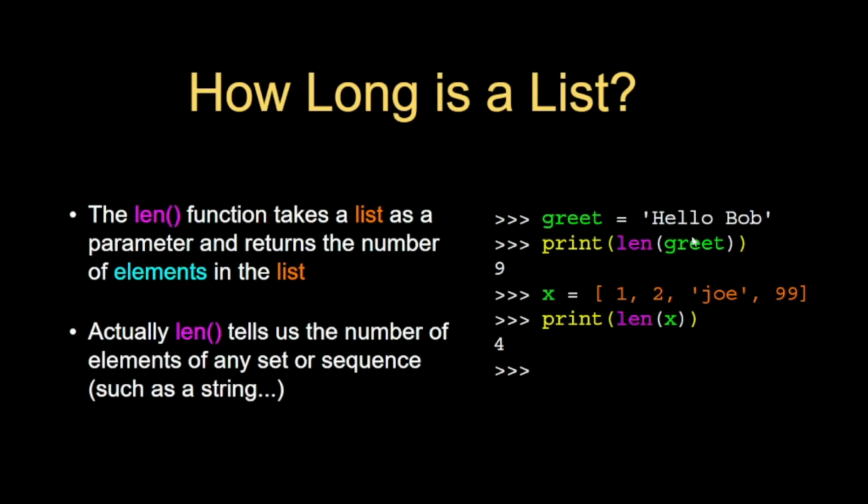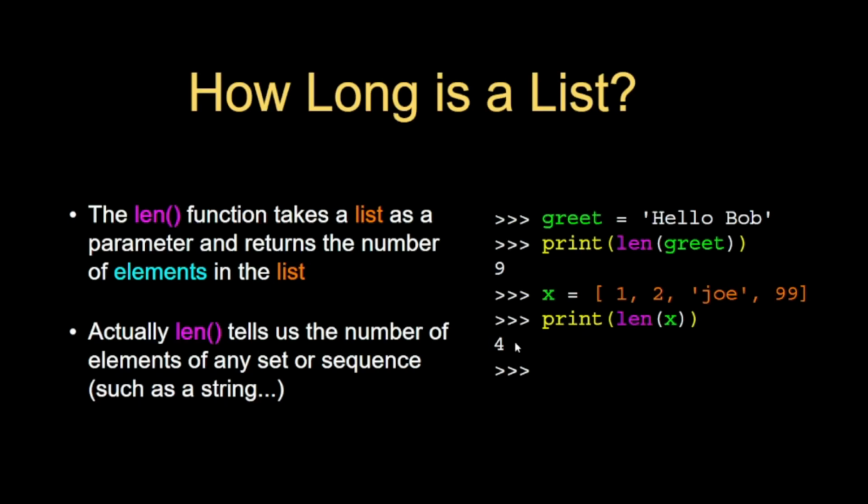Now in another example, I have a list which contains 4 elements. Here they are: 1, 2, Joe, and 99. There are 4 elements in the list. And if you print len of x, then it will print 4. That means there are 4 values, or 4 elements, inside the list. So this is how we can calculate the length of a list.